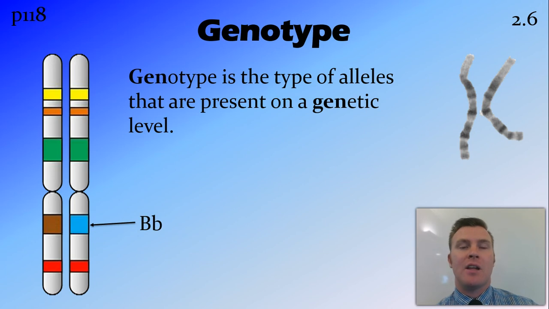Genotype are the alleles that are present on a genetic level. So genotype, genetic. So we would write the genotype of these homologous chromosomes as big B, little b, to show that there is a big B, brown, and a little b, blue allele present.